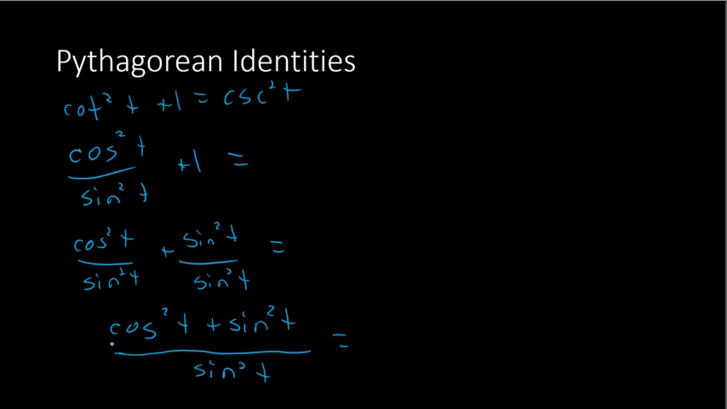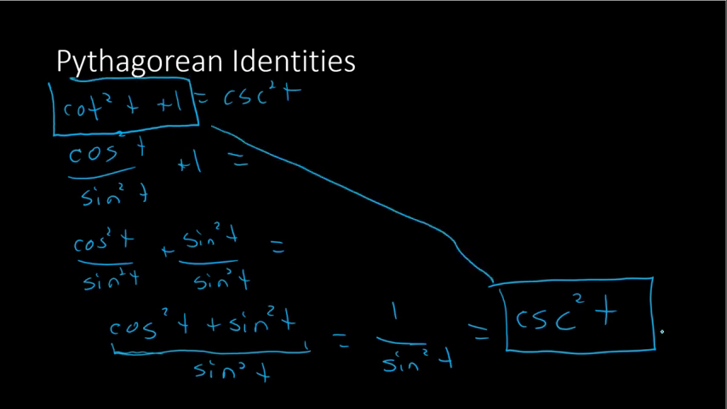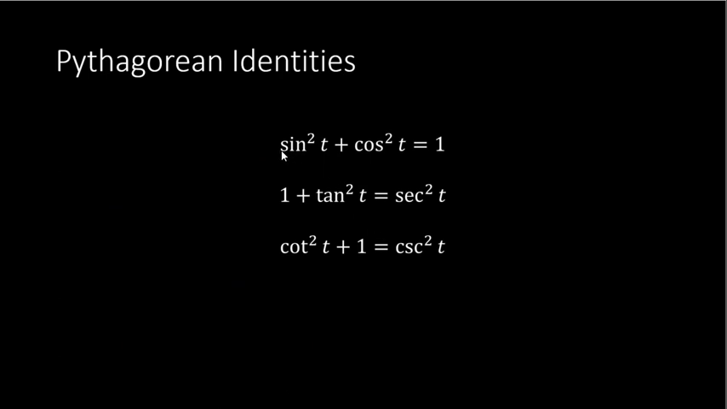And then the first fact that we showed you was that cosine squared plus sine squared is equal to 1. So what we have is 1 over sine squared of t, and 1 over sine is the same thing as cosecant. So we have cosecant squared of t. So we have verified that this expression, cotangent squared of t plus 1, is indeed equal to cosecant squared of t.